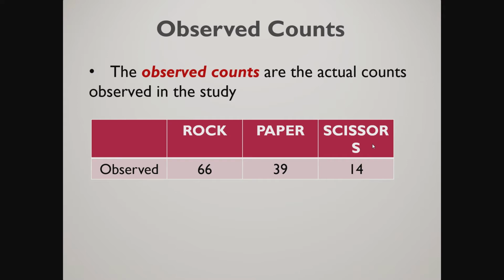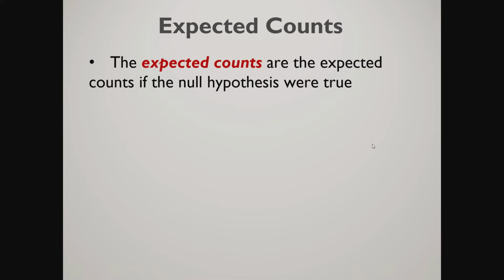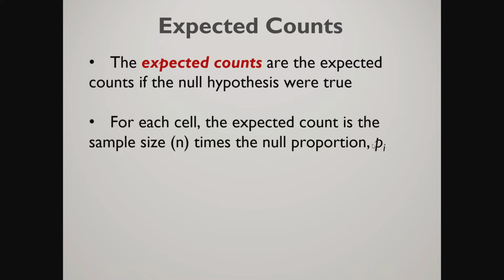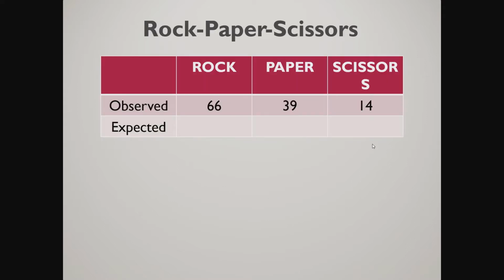So here we have already shown rock, paper, scissors. So it's the observed. And the expected are the counts if the null hypothesis were true, which in our case is simply the expected proportion 1/3 times n, the total number of observations.